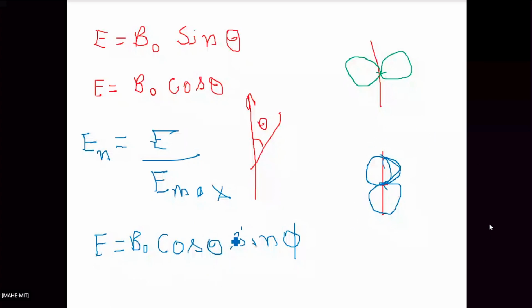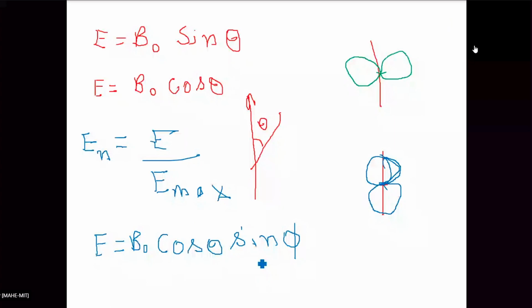So in that case, to draw the pattern in the phi equal to constant plane, the pattern will be E = B naught cos theta. What is the phi equal to constant plane actually? Phi equal to constant is a vertical plane. Can you understand that? That is very important. Theta varies from 0 to pi.